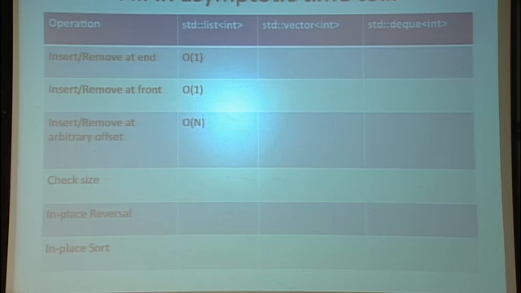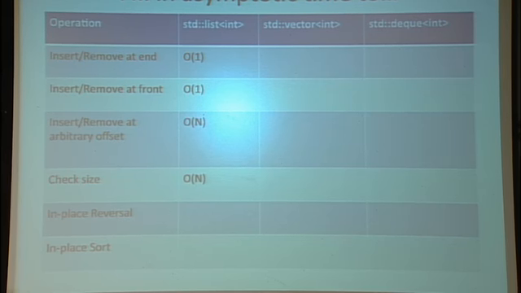Now the next one is also kind of tricky. Checking the size, like checking how many elements there are by calling the .size method of a standard list. How many people think that's constant? Cool, about four or five. How many people think that's linear? One. How many people think it's possible to have a linked list data structure that supports constant time? There we go. Well, unfortunately, the STL only requires you to have a big O of n time for this.